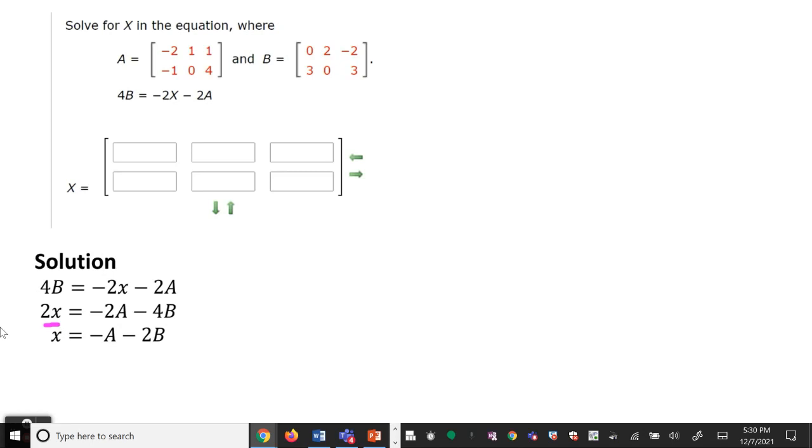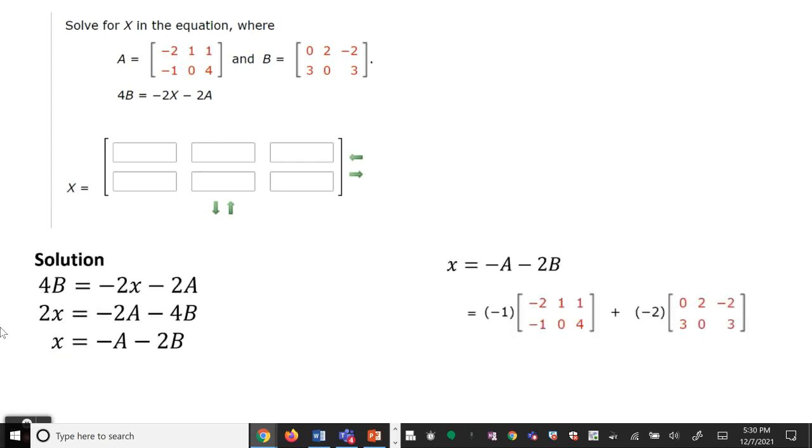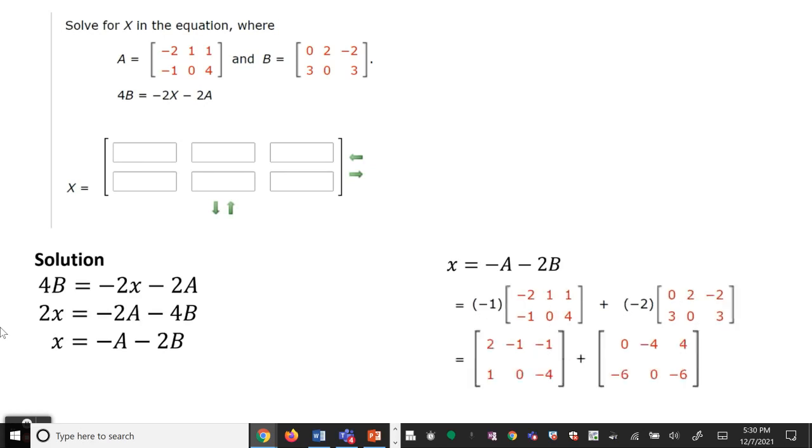And so now I have this equation, and so I can use my matrices. Check the order to make sure that the order is correct. 2 by 3 for both, so that's good. So I have a negative 1 times a and a negative 2 times b. So we're going to multiply that, and that gives us those two matrices.